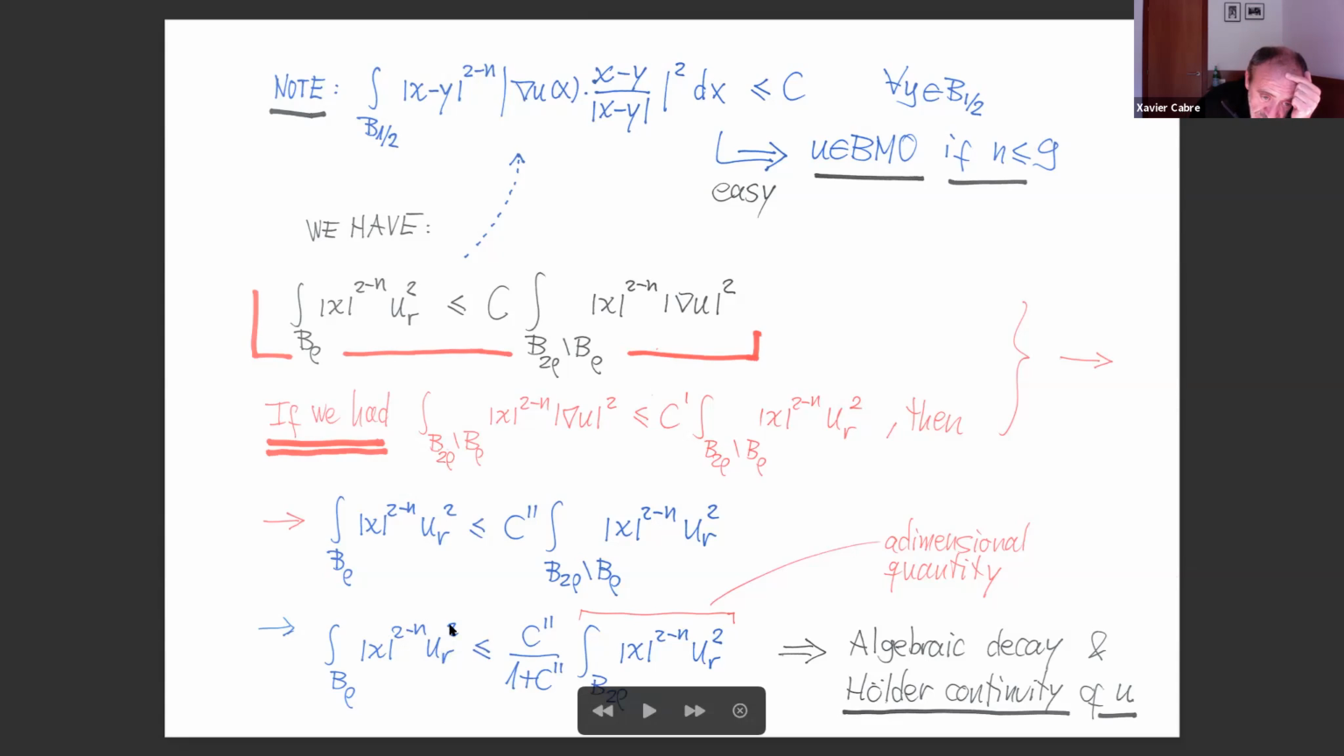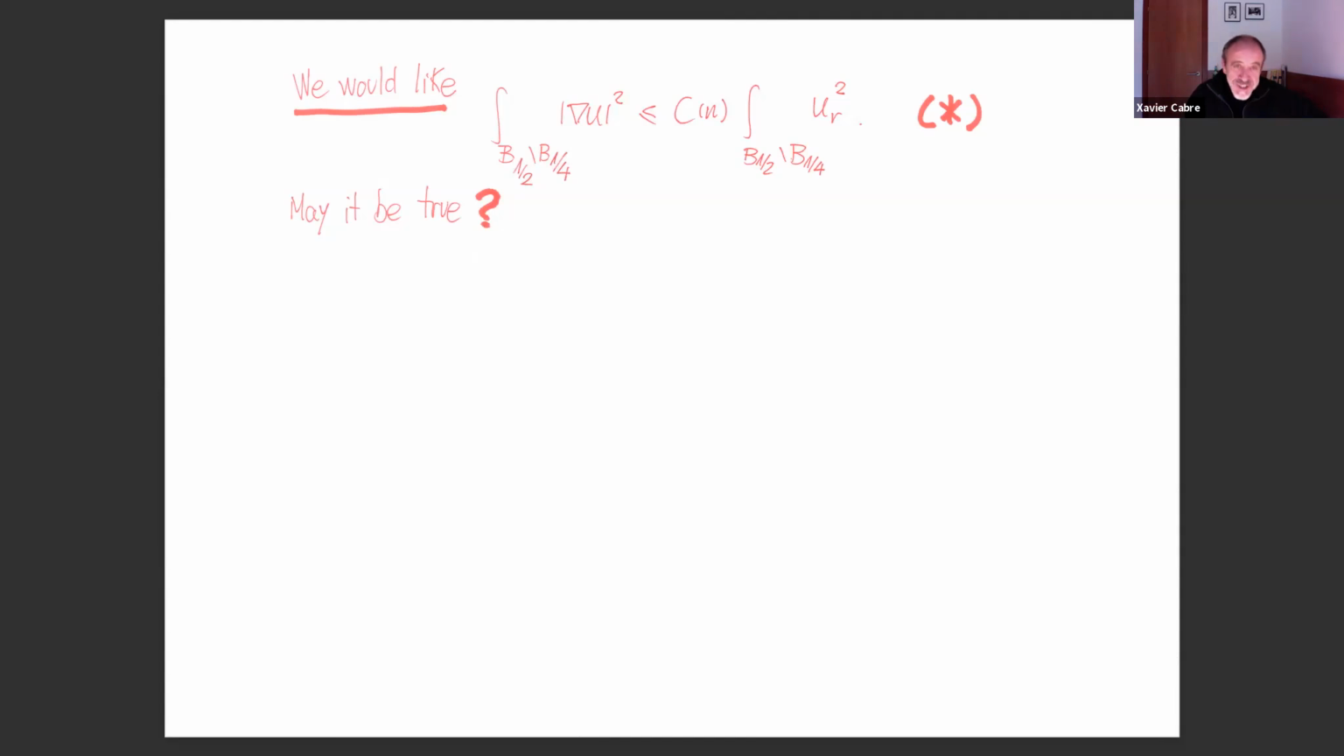But all this, we would be finished if we had this thing in red here. So the point was to control. And in an annulus, the weight plays no role because it goes outside, pretty much, because the modulus of x is between rho and 2 rho. So next slide. What we would like to prove is something like this in an annulus for a stable solution. Right? May it be true this. And for many years, we didn't know how to prove this.